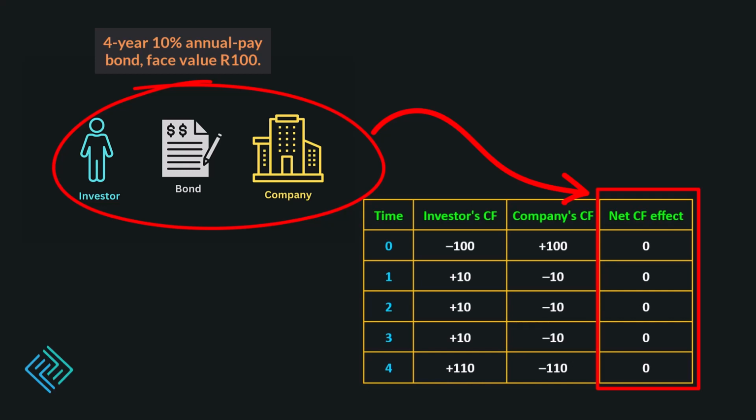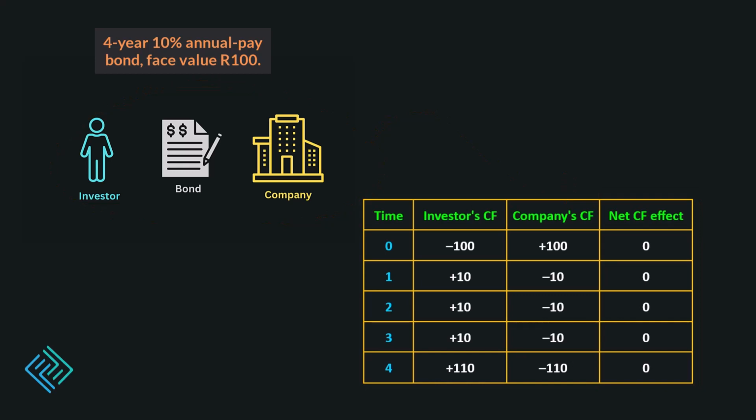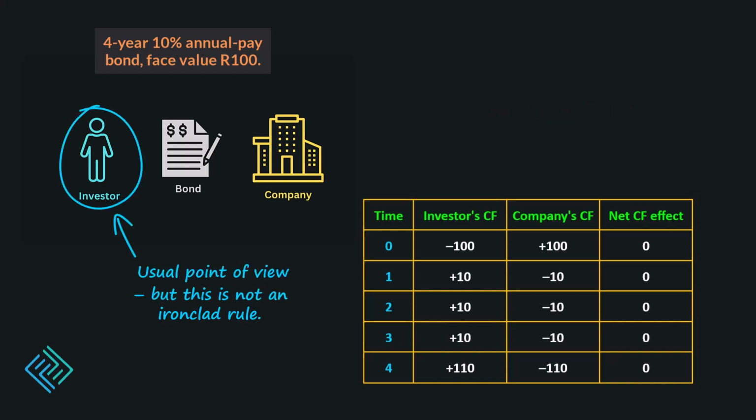But you must be careful. Consistency is key. If you mix up the signs within a single calculation, things will go horribly wrong. That is why it is crucial to choose a perspective and to stick to it. In the TVM crash course, we usually take the investor's point of view, but as you have just seen, this does not have to be an ironclad rule.